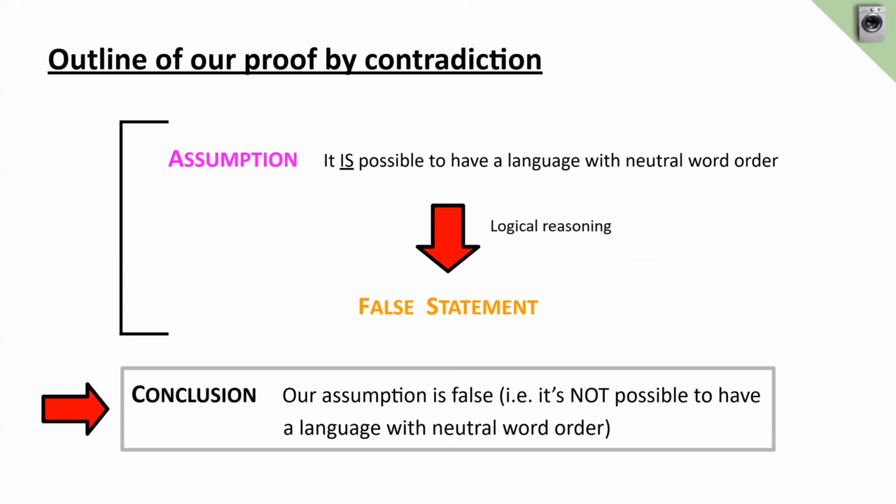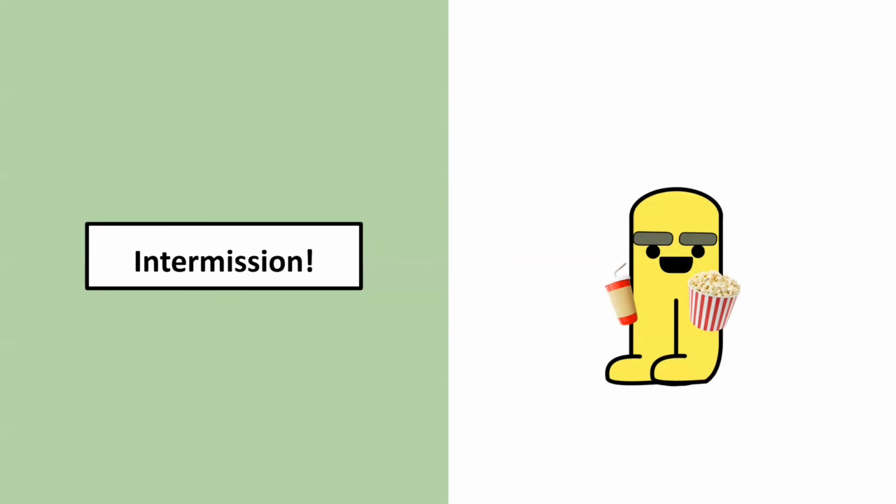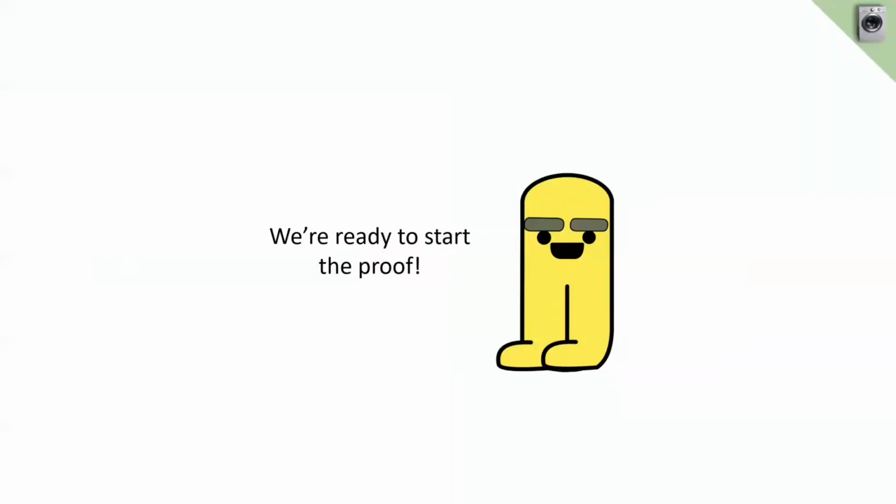Now that we have an outline of how we'll prove that a language can't have neutral word order, we can proceed with the actual proof. However, as stated earlier, I know the content of this video is pretty dense, so if you need to pause again and take a quick break before continuing, please feel free to do so. Are you back? Great. Let's proceed with our proof of why it's impossible for a language to have neutral word order.